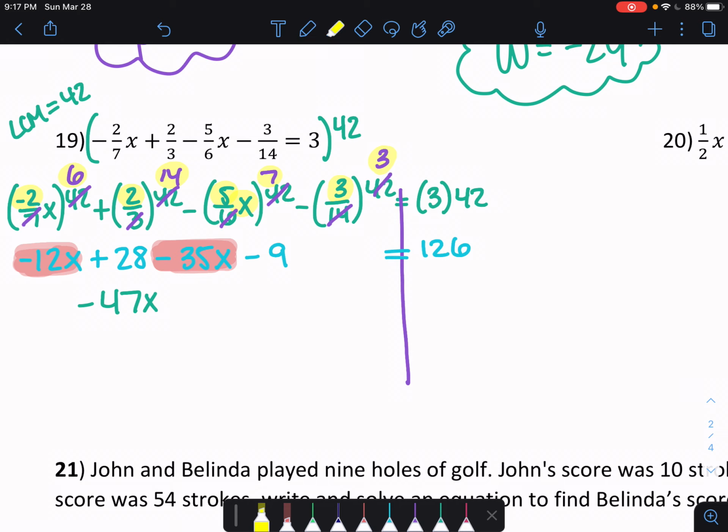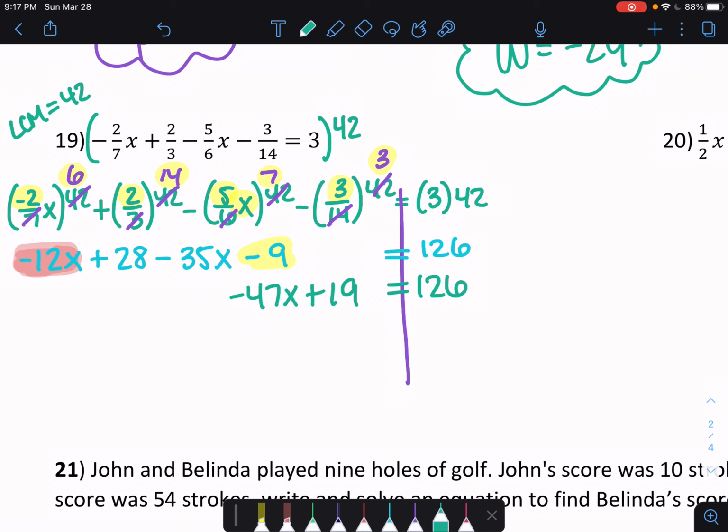And then I've got a 28 minus 9, and that's going to be plus 19 is equal to 126. So I'm actually going to move this a little bit closer. So negative 47x plus 19 is equal to 126. So here I'll put my like terms highlighting back.